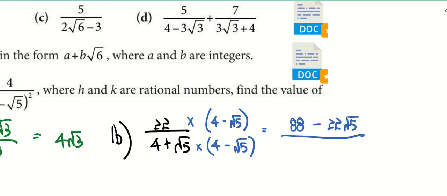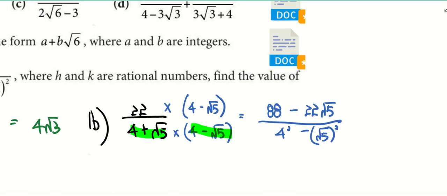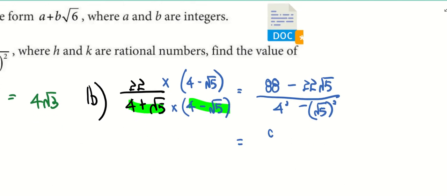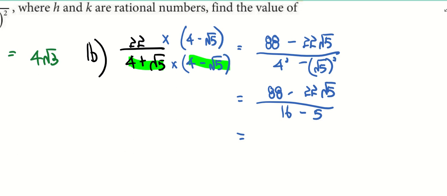Over. Take note, this is seen like a difference of squares. If you multiply them together, this is 4 squared minus root 5 squared. So I need to simplify it. (16 minus 5). So it's actually 11 at the denominator. And then I reduce to lowest term.